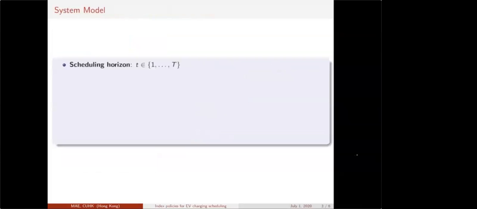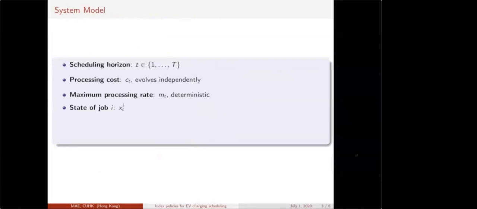In our problem, the schedule horizon is finite and discretized. The processing cost is C_t, and the maximum processing rate is deterministic. The state of a job is denoted by X. The action at each stage is a binary vector, and the total number of activated chargers should be less than or equal to M_t at any stage. This constraint imposes a difficulty on scheduling and sometimes makes optimality not achievable.